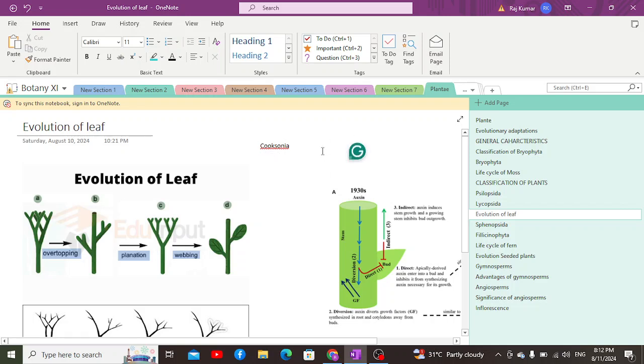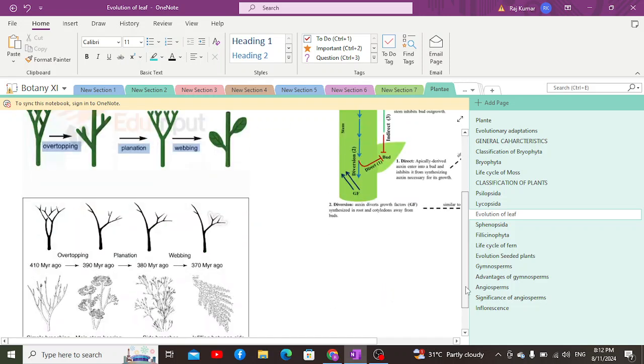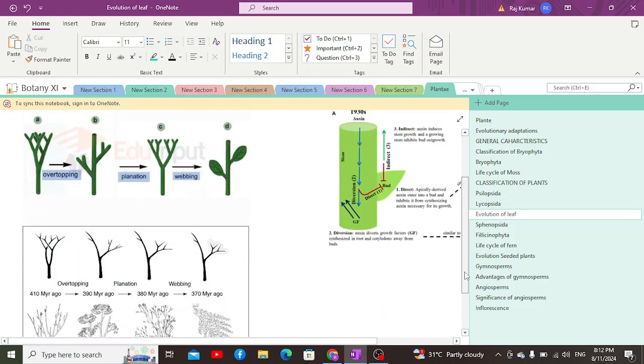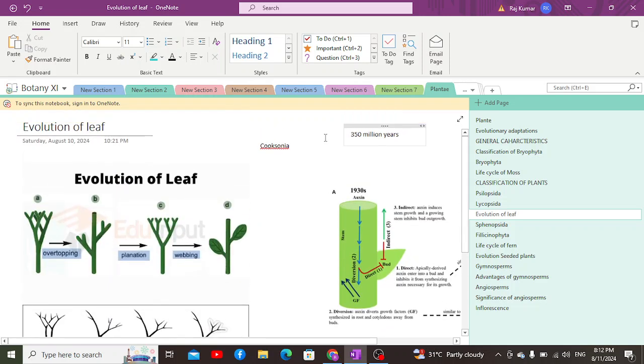So the arrival of leaves occurred 350 million years ago, and what actually drove that change is unknown. Still, there are two hypotheses which give an explanation of these things: the outgrowth hypothesis, and second, the reduction hypothesis.